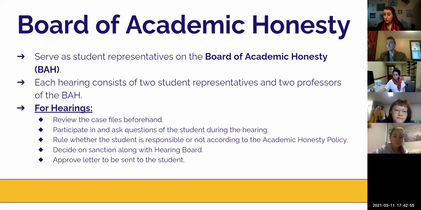The hearings have been on Zoom for almost a year now with COVID, but before that they were in person. We rule whether the student is responsible for the academic honesty finding or not responsible, basically exonerated. We decide on the sanction along with the hearing board, so the professors as well, and then approve a letter to be sent to the student. All of this process takes about a week for a student, sometimes a little longer, sometimes a little shorter, depending on the severity of the case.